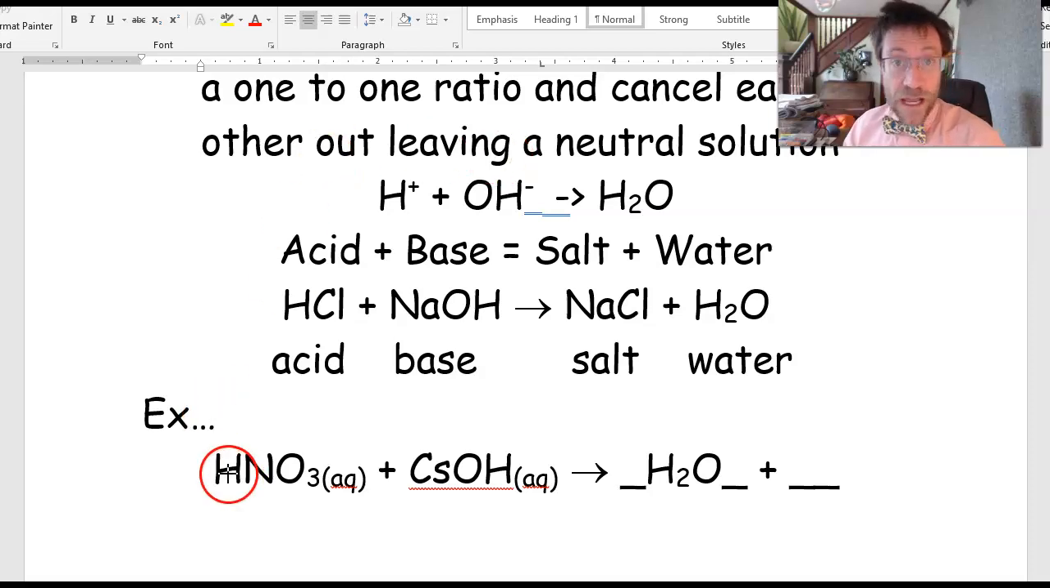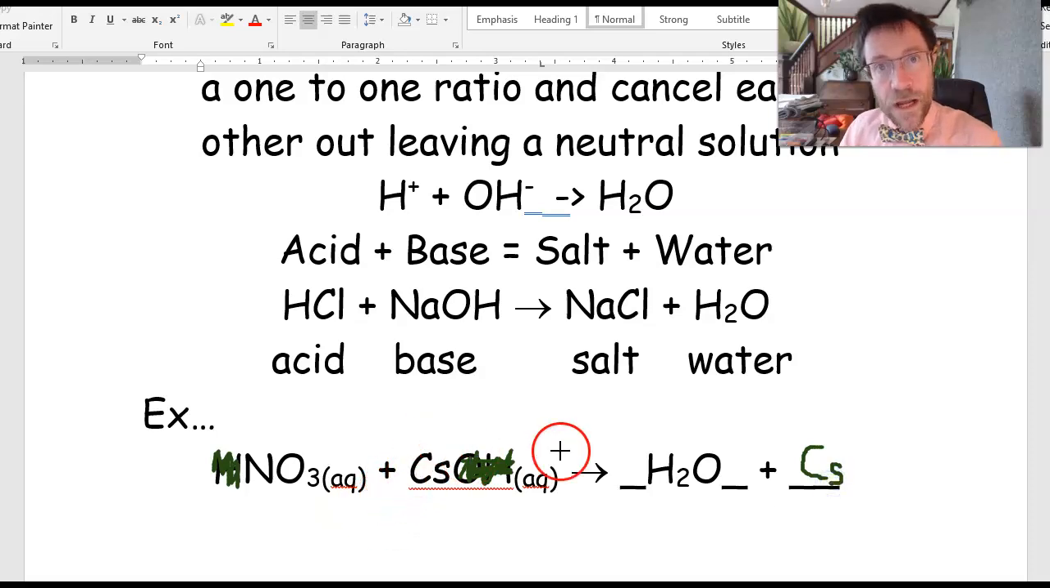All right. So here's what I do. I know that an acid and a base are going to make water and salt. So I know that this hydrogen and this hydroxide are going to make water. So I scribble out the hydrogen and I scribble out the hydroxide. Now I see what's going to be left. I'm going to have cesium, and you see how cesium is on the left here? Cesium will be on the right too. And if cesium is attached to one hydroxide, I know that my cesium is going to be +1.